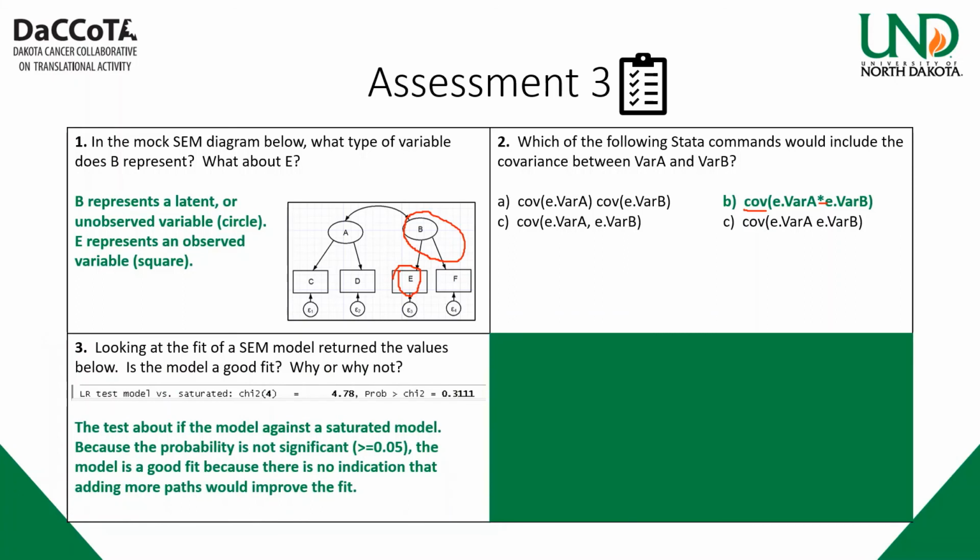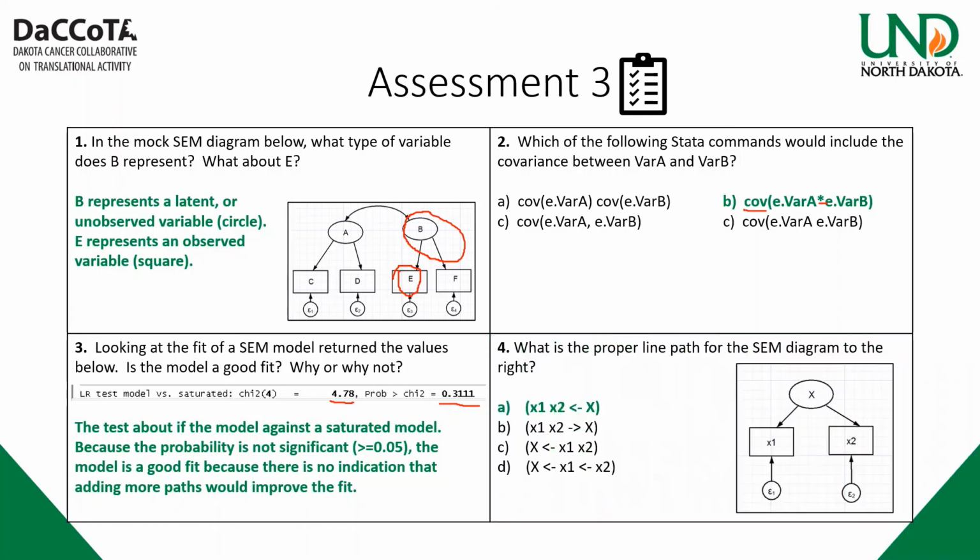Looking at this fit, this is significantly small that its p-value is not significant, which means it's a good enough fit because there's no indication that adding more paths would improve the fit. And finally here, the proper line path for the diagram to the right is going to be A, because we have our latent, and then the arrow pointing this way means it affects these two, and it doesn't matter the direction of the arrow, and you can do these two at the same time.